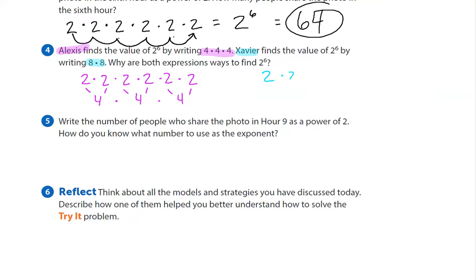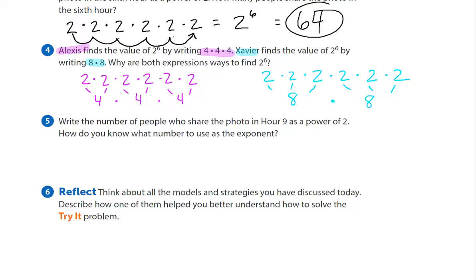Again, with the 2 times 2, we got to do the 6 times because this is to the 6th power. 1, 2, 3, 4, 5, 6. Okay. Now he did 8 times 8. Ooh. So what he did was he did 2 times 2 is 4. 4 times 2 is 8. 2 times 2 is 4. 4 times 2 is 8.